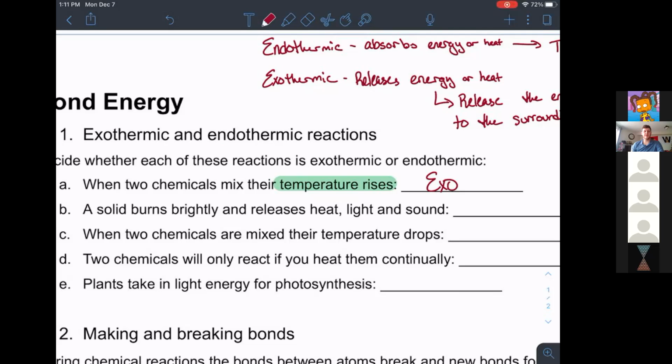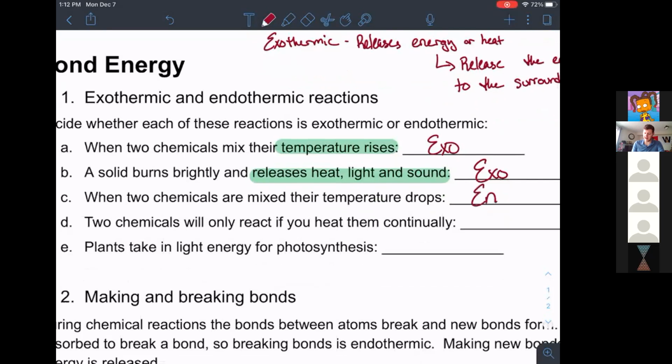All right, letter B. A solid burns brightly and releases heat, light, and sound. Exothermic, good, because it's releasing that heat, light, and sound. Heat, light, and sound are all forms of energy, which means it's releasing the energy. When two chemicals are mixed, the temperature drops. What is this one? Endothermic, perfect, because it's the opposite of question 1. It's endothermic because the temperature is dropping, which means the reaction absorbed all the energy, making this temperature drop.